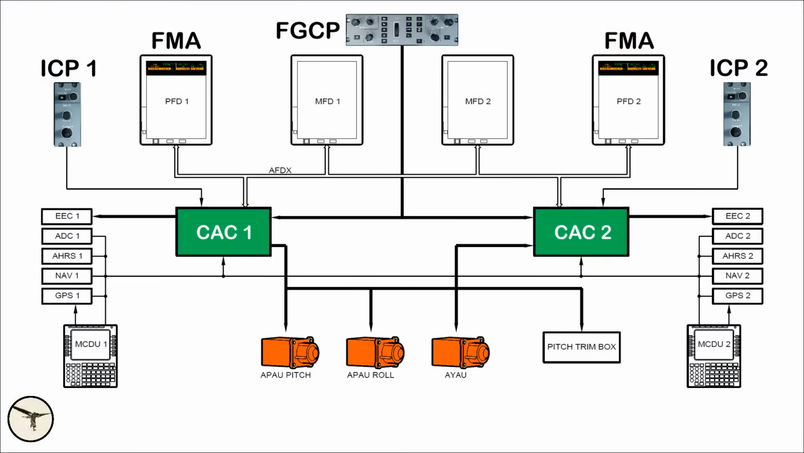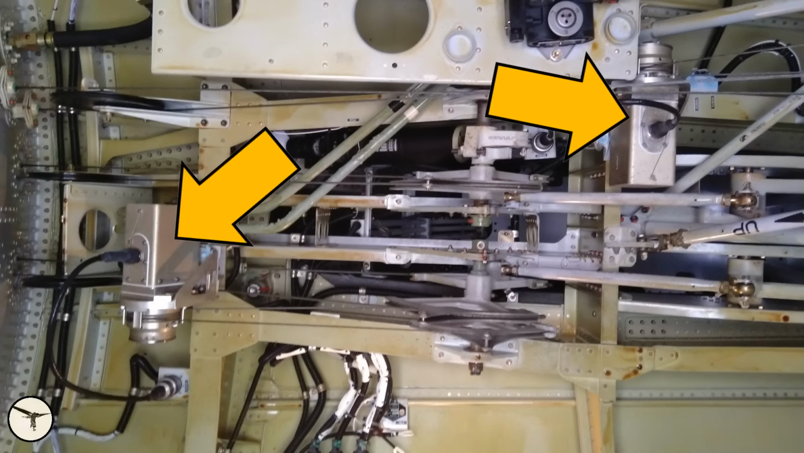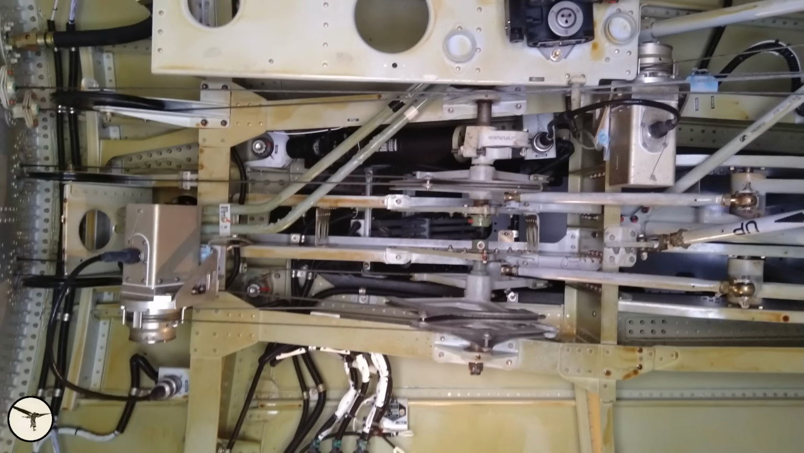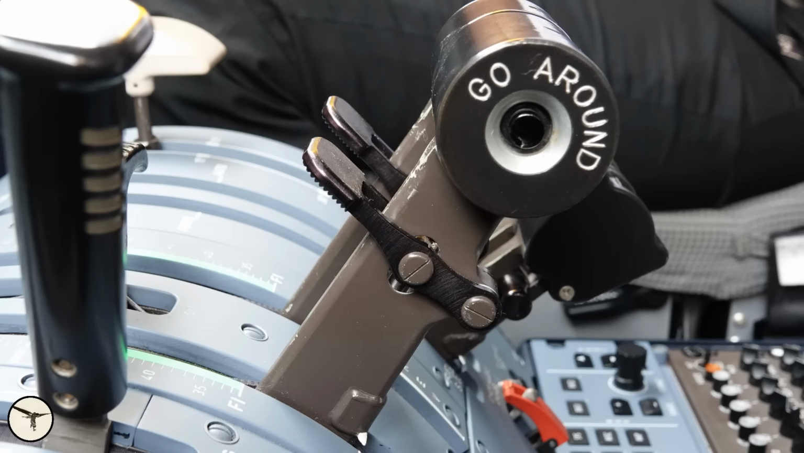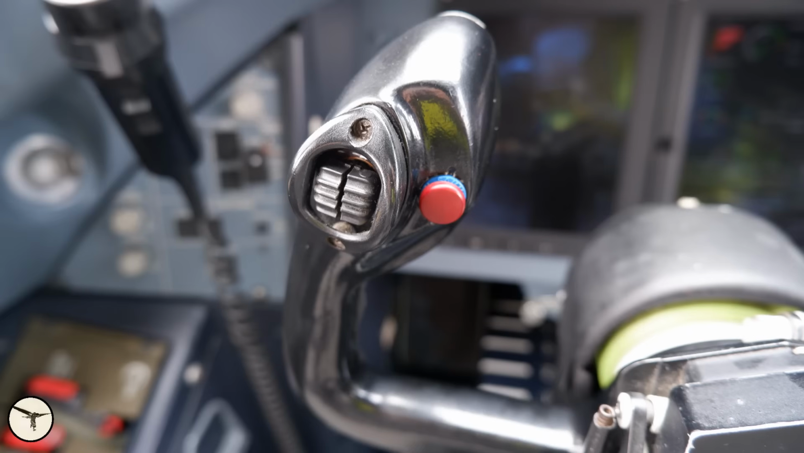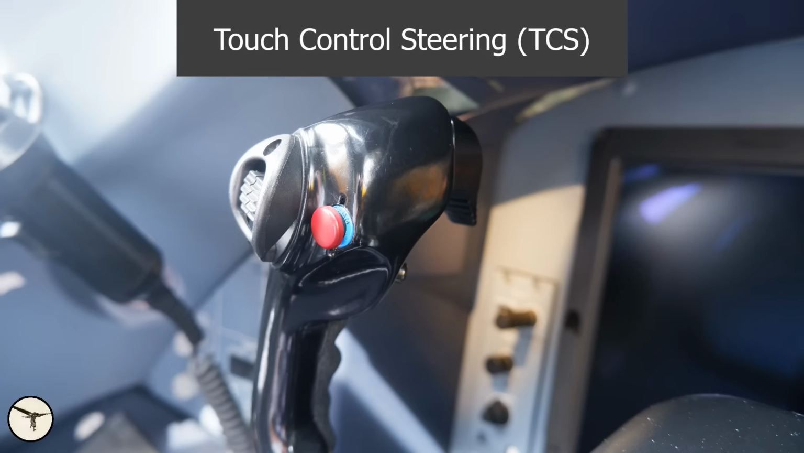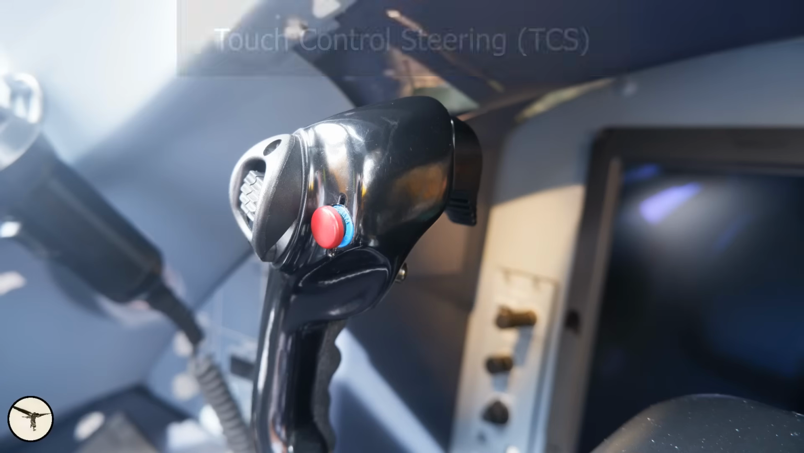Three servo actuators, one for each of the primary flight controls, elevator, rudder, and ailerons. One power trim box that interacts with the elevator trim actuator. Two go-around push buttons, one on each power lever. Two autopilot quick disconnect push buttons, one on each control wheel. Two touch control steering, TCS, push buttons, one on each control wheel.